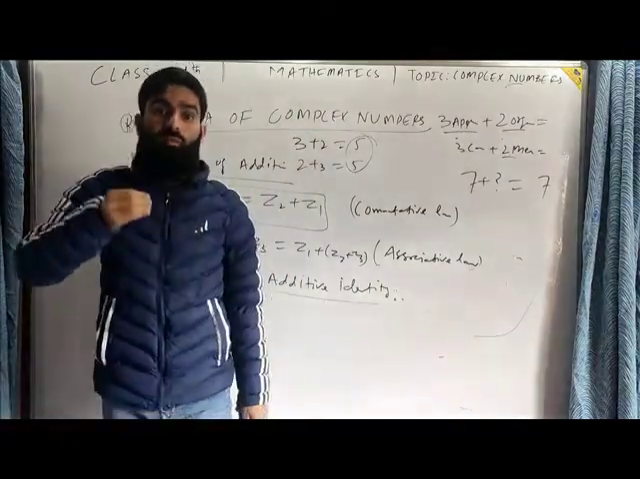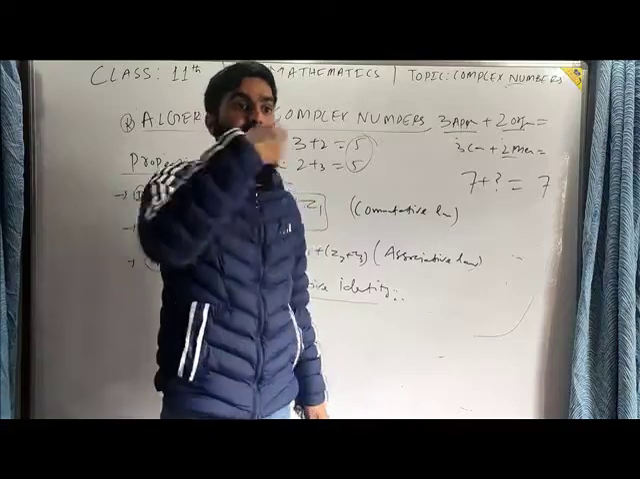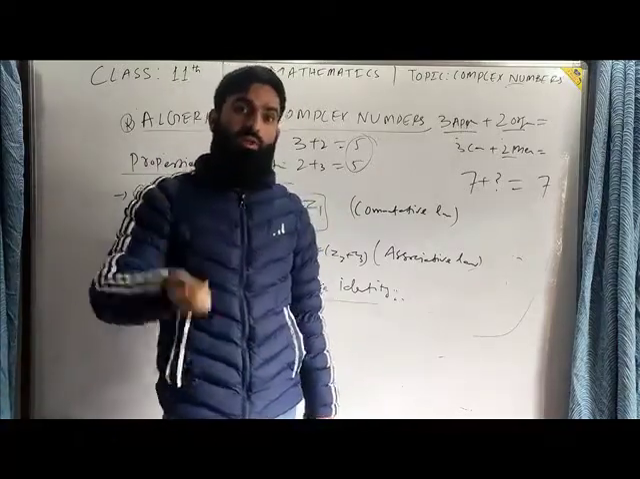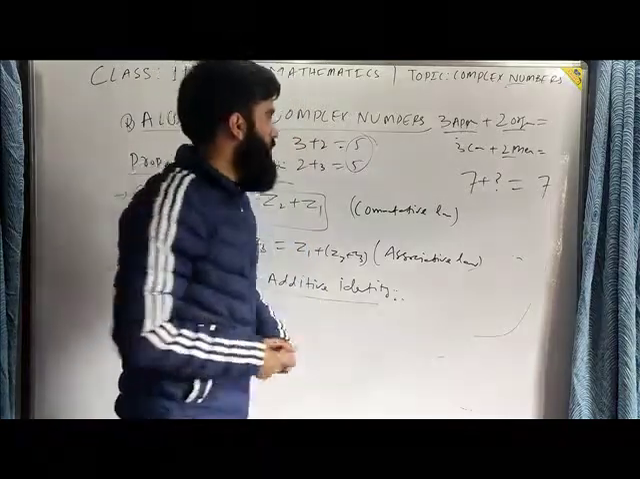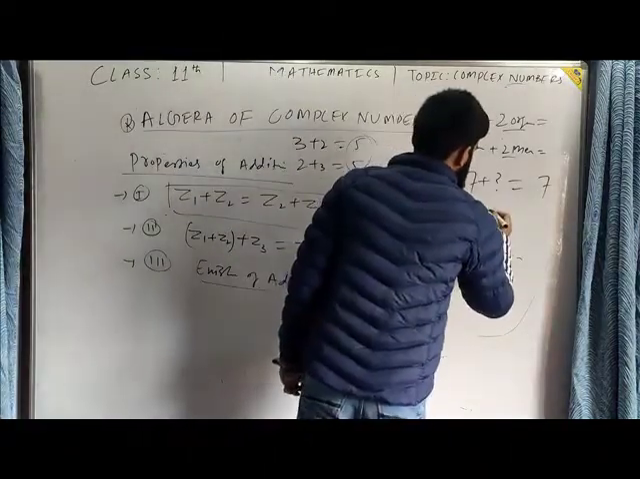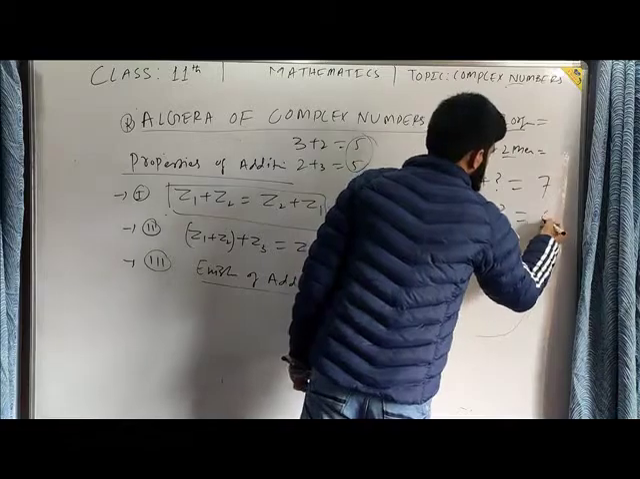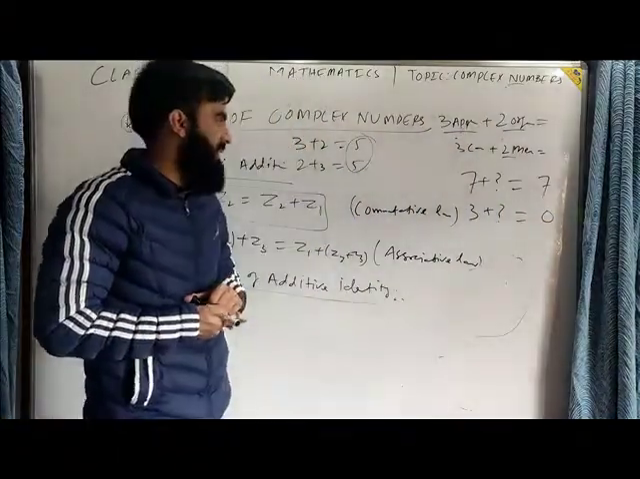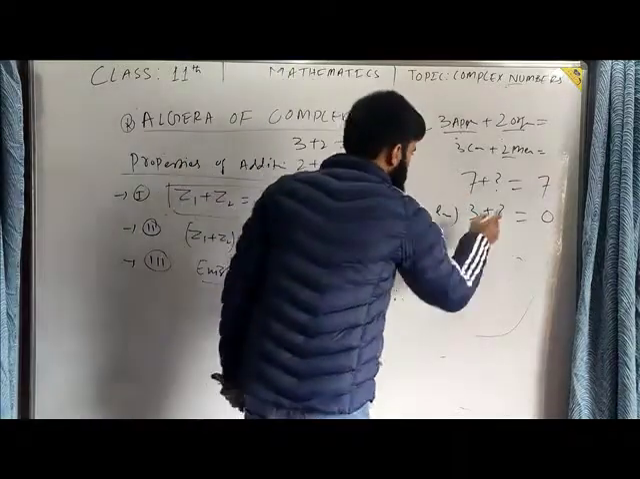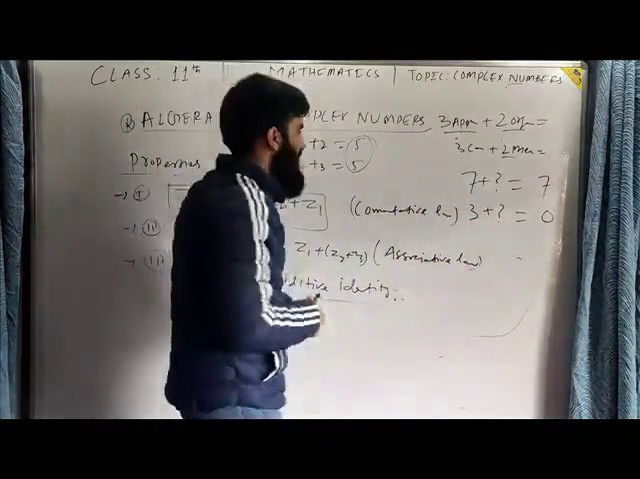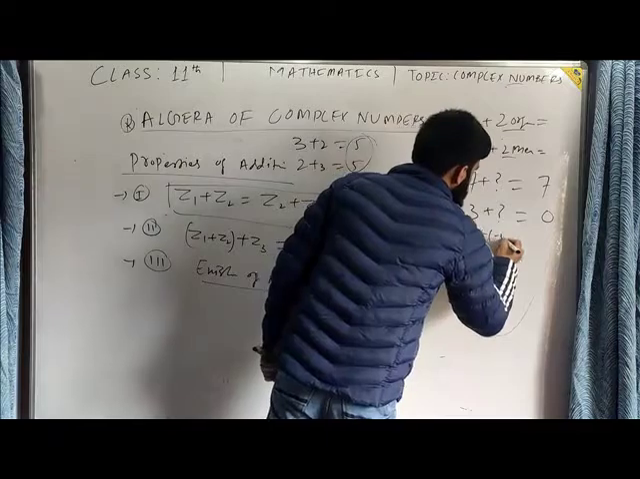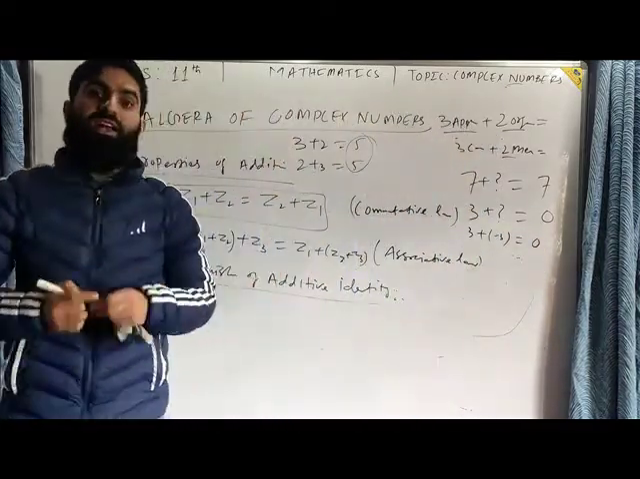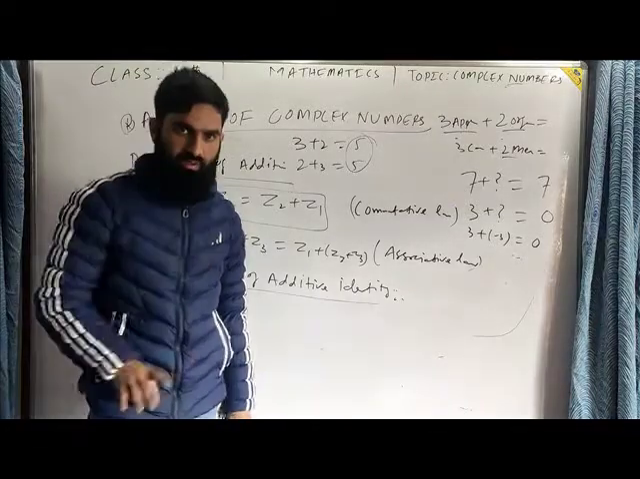Then we have additive inverse. Additive inverse is the number which we add to a particular number in order to neutralize it, in order to vanish it, to get the result as 0. So what is the value to add to 3 in order to get the value 0? In order to nullify it? The value is minus 3. You will add 3 plus minus 3, you will get 0. So additive inverse is nothing but the negative of a number.